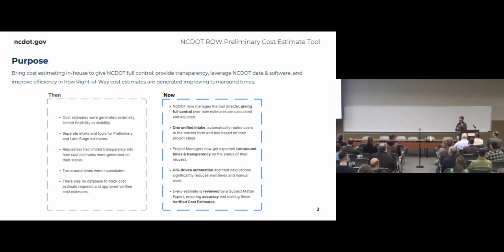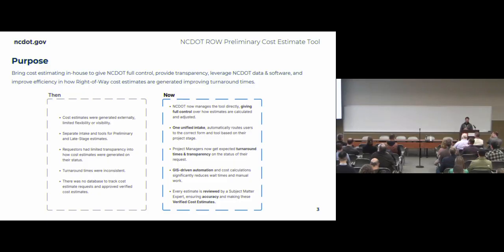It's not external anymore. We're not sending it out somewhere else and just kind of waiting for it to come back. We're not fully reliant on the estimators and stuff in the late stage. So it's giving NCDOT full control and the ability to kind of know where things are in the process. We have one unified intake. So like I said earlier, there's one spot, there's intake that's going to be available for requesters, so that any type of right-of-way cost estimate request that's needed, you're going to go to one spot.